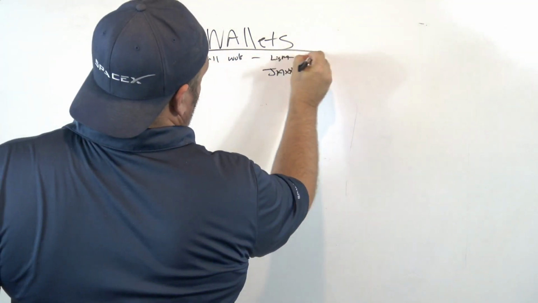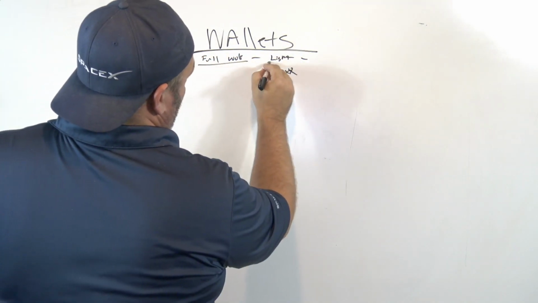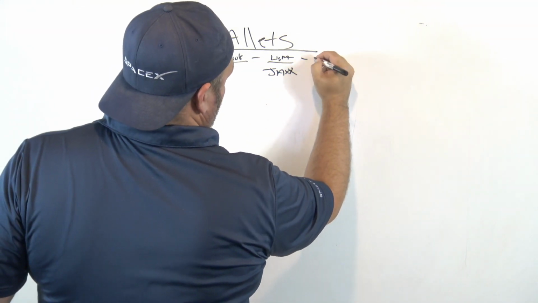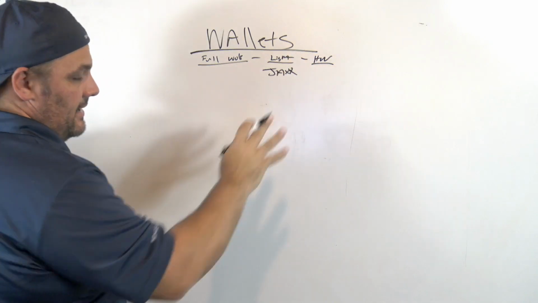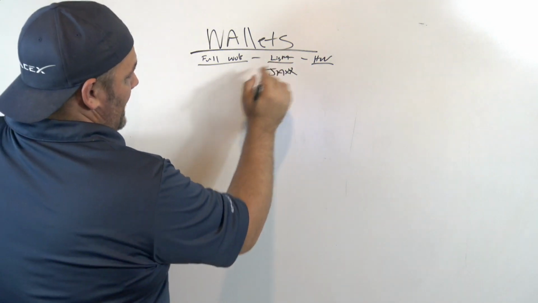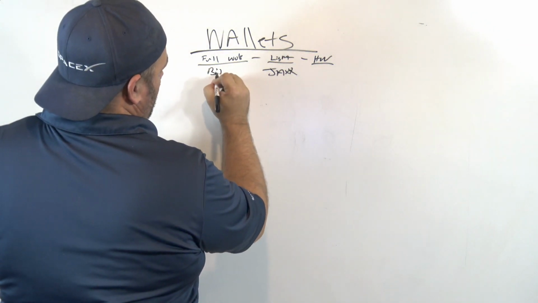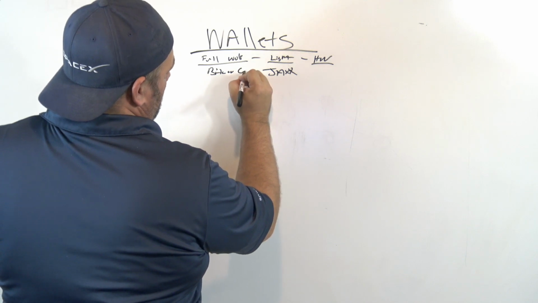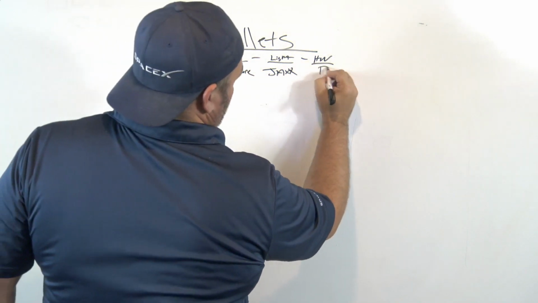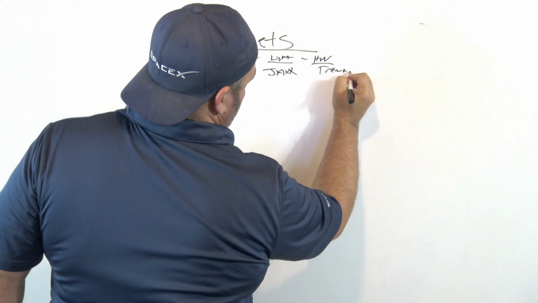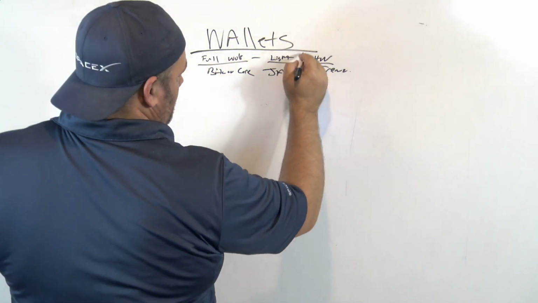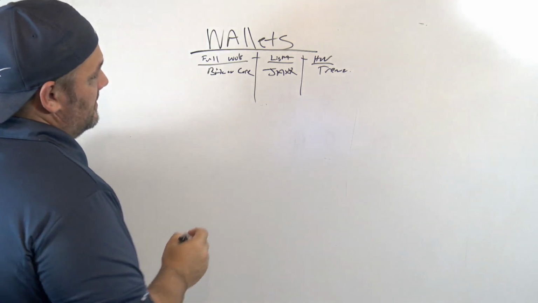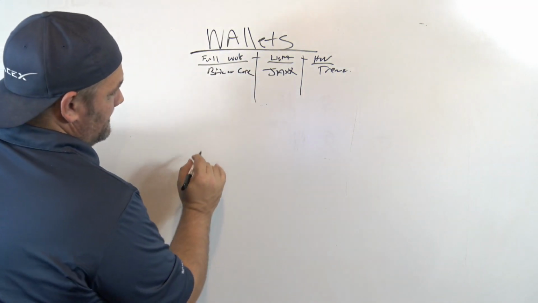So if we go back, full node, light, and hardware wallets, which I'll explain in a second here. Jaxx would be under there. Full node would be like Bitcoin Core. Hardware would be like Trezor. Right, so those are the wallets.